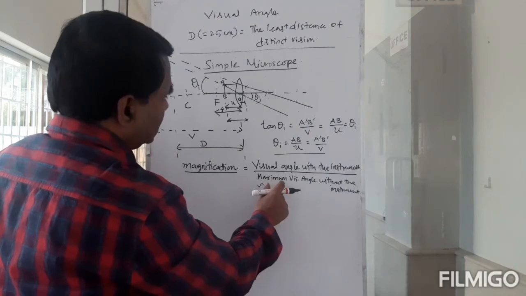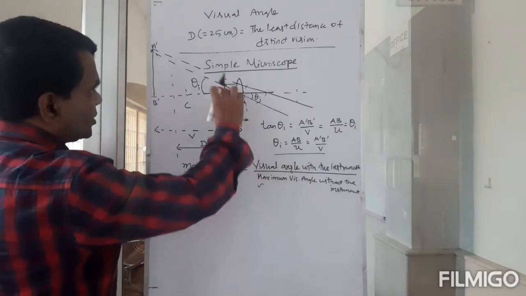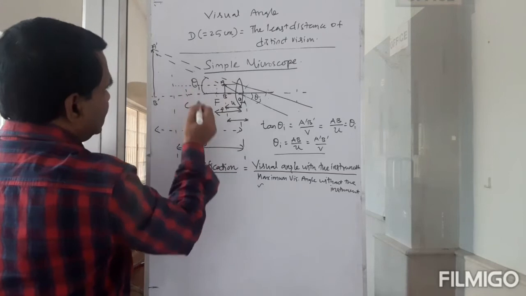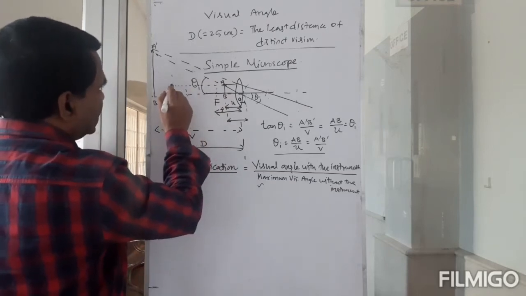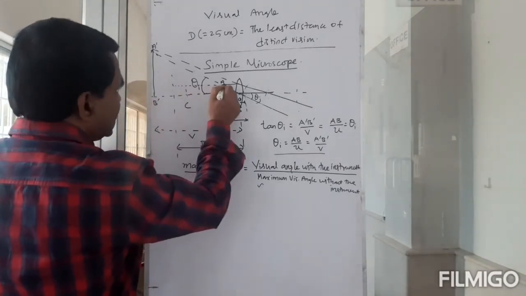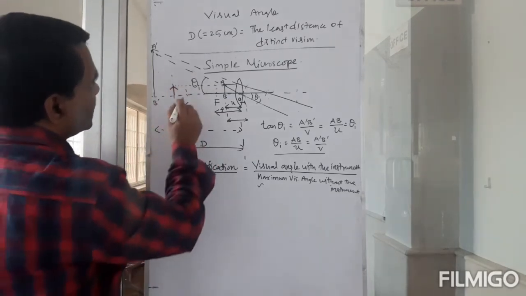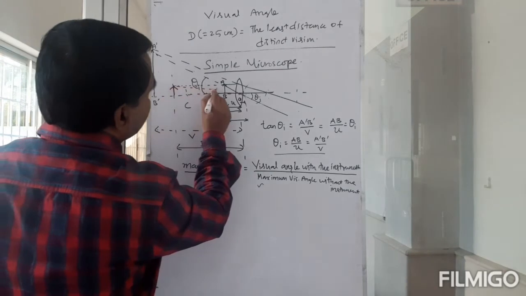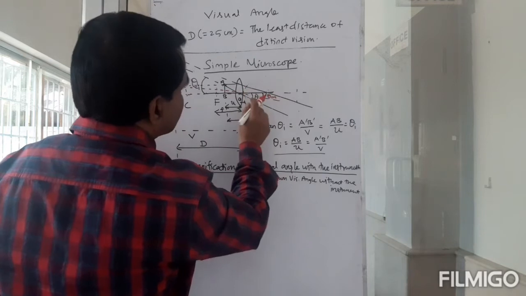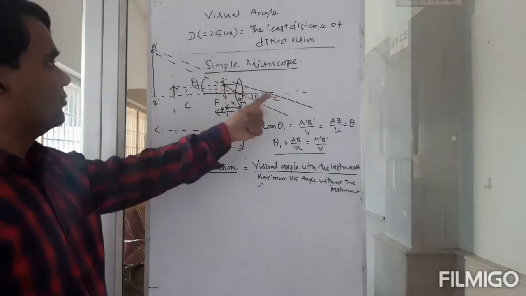How do you get the maximum visual angle without the instrument? I told you that the maximum visual angle for this object would be here, right? If I keep the object at D, I'll use a different color. If it's the same object, I'm keeping it now at D. Now this is going to make an angle. So this angle is the maximum visual angle, theta m or theta naught. It's up to you.